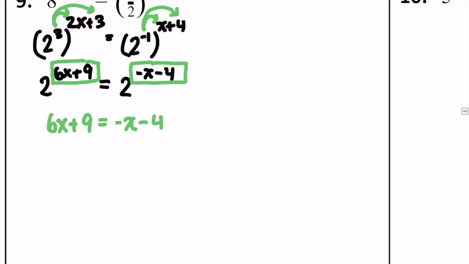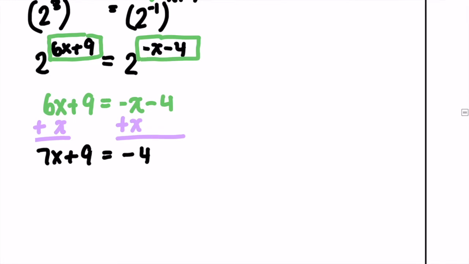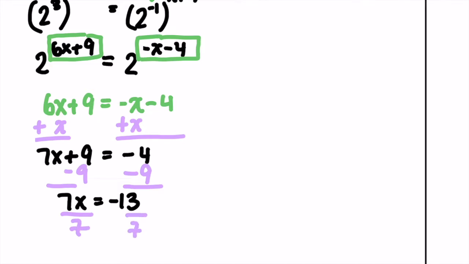I'm going to add x on both sides. I'm going to get 7x plus 9 is equal to negative 4. From here, I'm going to subtract 9 on both sides, and I'm going to get 7x is equal to negative 13. Divide both sides by 7, and I get that x is equal to negative 13 over 7. Careful.